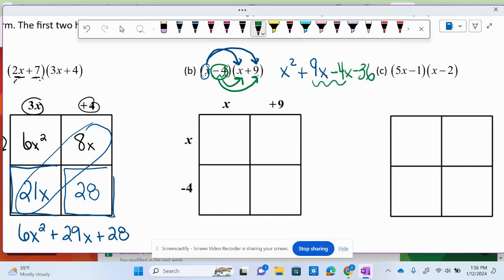Notice that you can combine these two terms in the middle. What is 9 minus 4? So I have x squared plus 5x minus 36. I don't know if you guys like the FOIL method better or the box method better. You can use either, right? Yeah, I want you to use either.